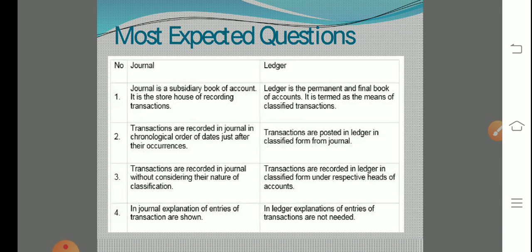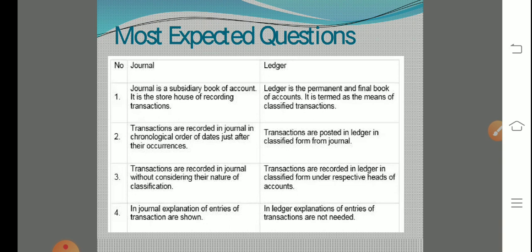But if you see ledger, in ledger the transactions are recorded in classified form under respective heads of account. If we are making entries in the journal, like there is some entry of expenditure and there is some entry of selling the goods, buying the goods, we just write them. But when it comes to ledger, then the transactions are recorded in ledger in classified form. So if there is some profit it will be under the profit head, if there is some expenditure it will be under the expenditure head, and if there is some buying it will be written under the buying head.